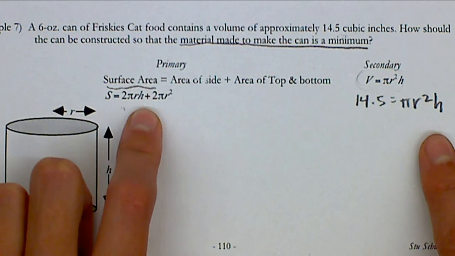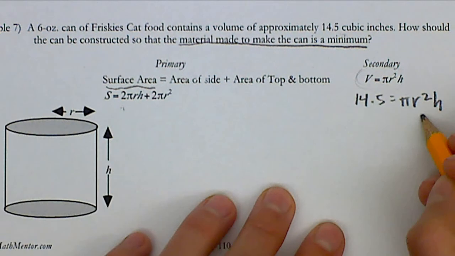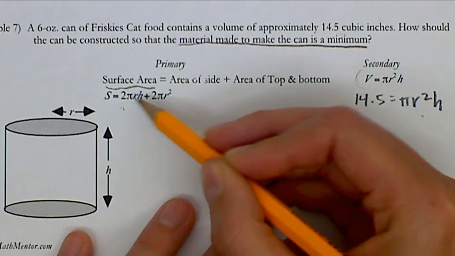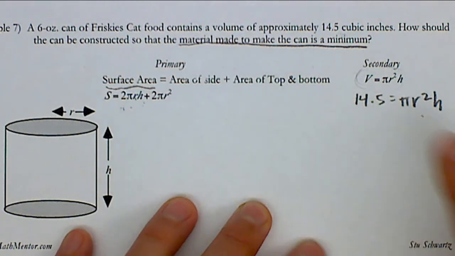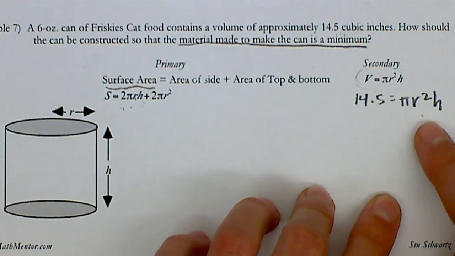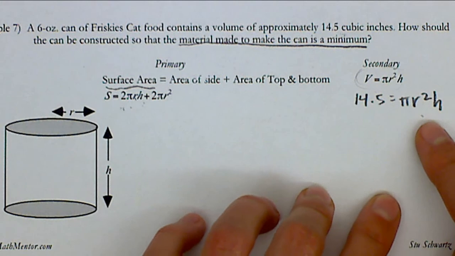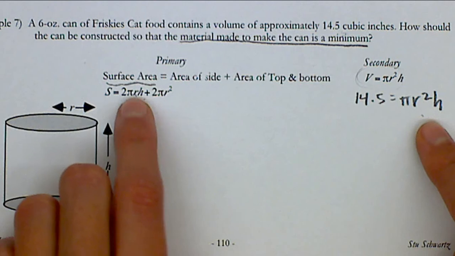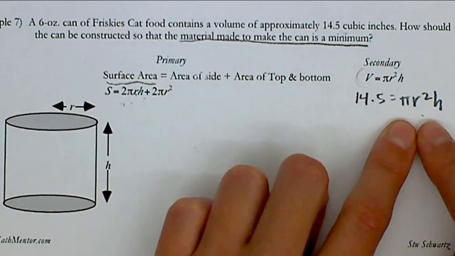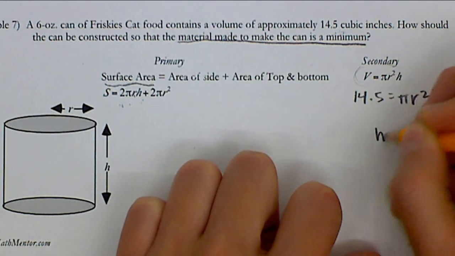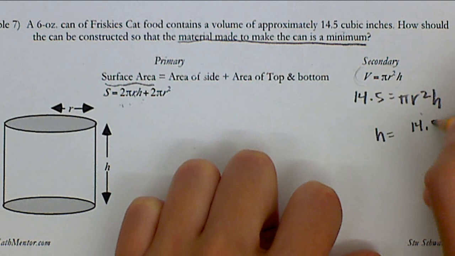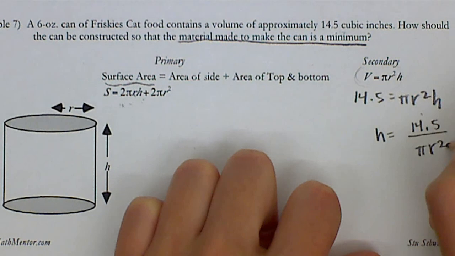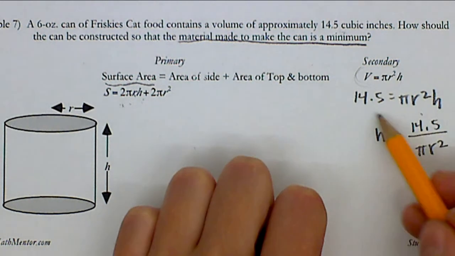Okay. I'll solve my secondary equation because we can see that there's r and h, and I can't have two variables. So I'll use my secondary equation. I'm going to solve this one in terms of h. I think it'll be easier because there's only one h here, and there's two r's. So I'm just going to solve for h. So h is going to equal 14.5 over pi r squared. A little messy, but it'll work out okay.